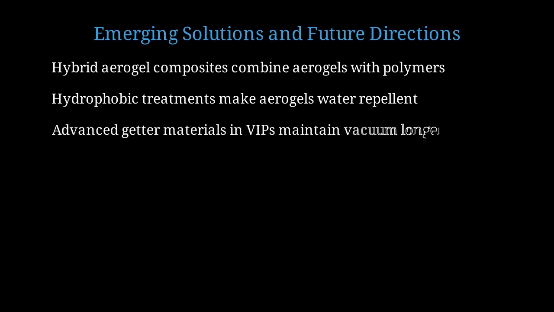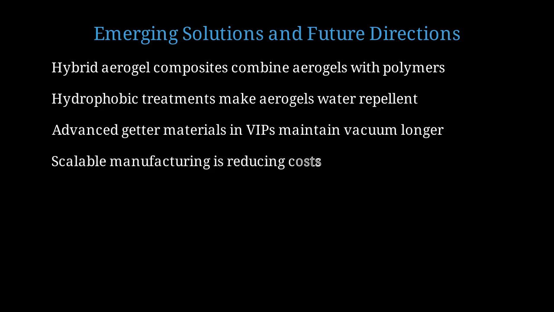Advanced getter materials in vacuum insulation panels absorb any gas molecules that permeate through the barrier, maintaining the vacuum for longer periods. Some manufacturers now guarantee performance for 50 years. Scalable manufacturing processes are reducing costs. As production volumes increase and processes become more efficient, prices are dropping.